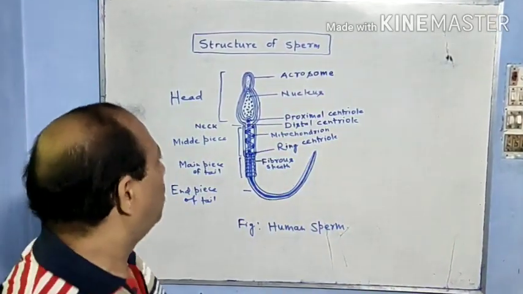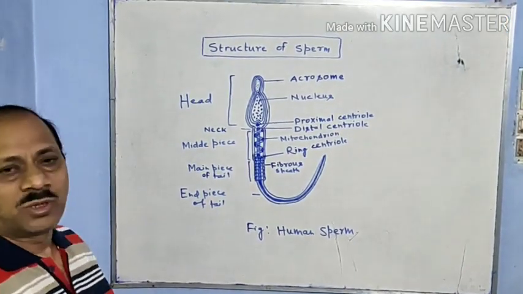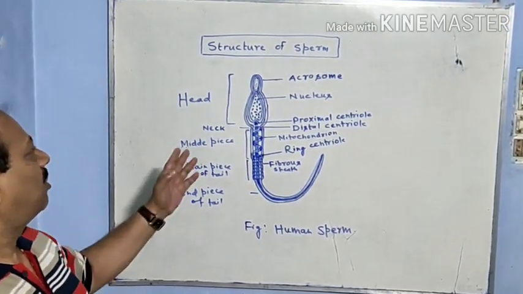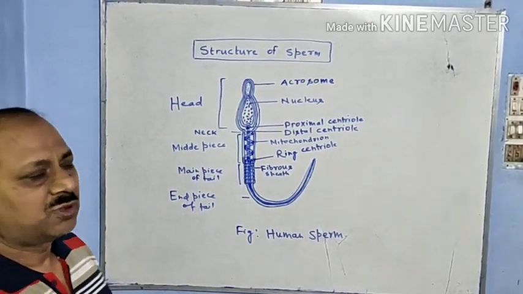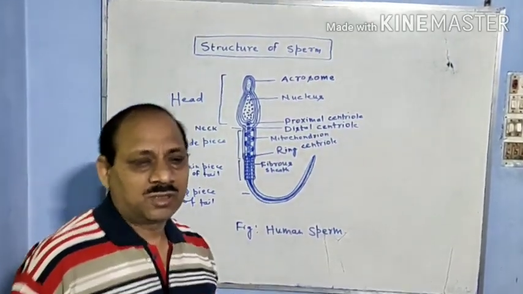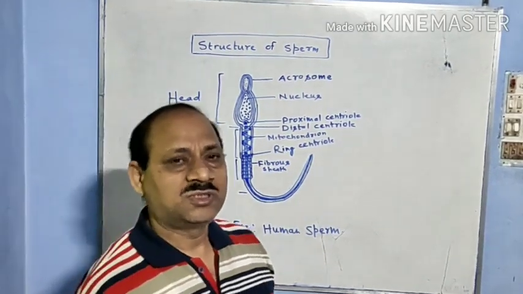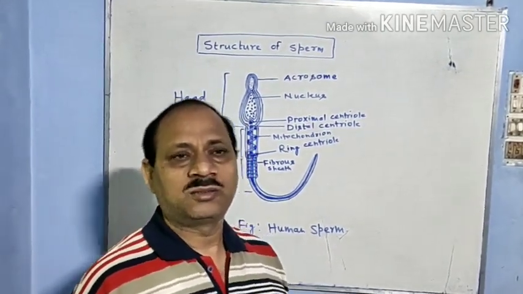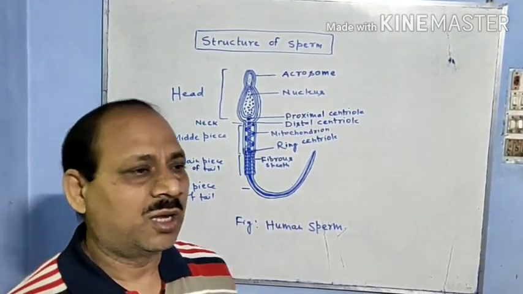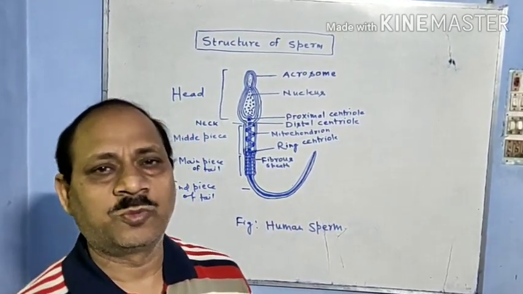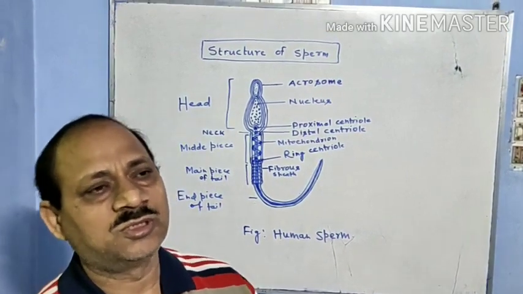Students, today I would like to study about the structure of sperm. What is sperm? Sperm is a haploid cell. It is also known as male gamete and formed as a result of spermatogenesis.